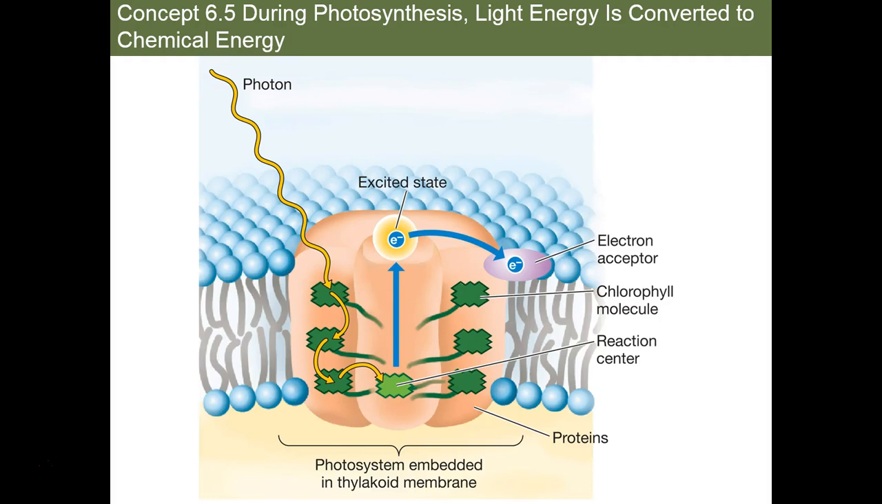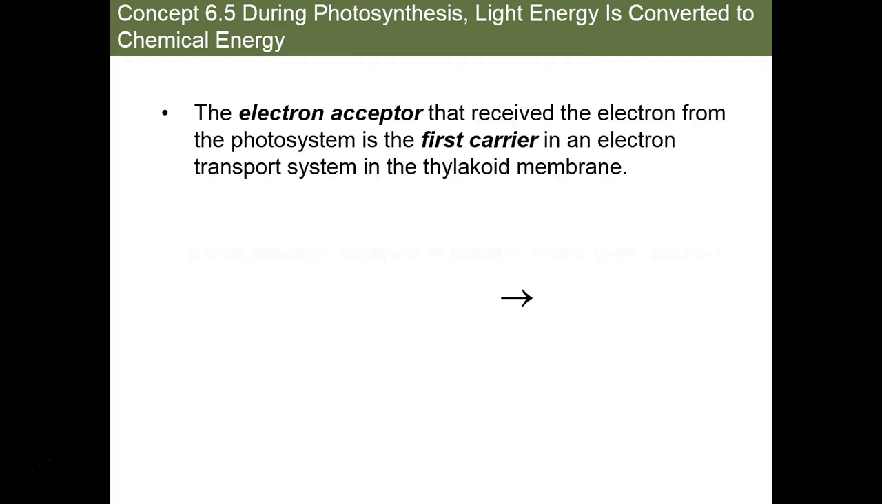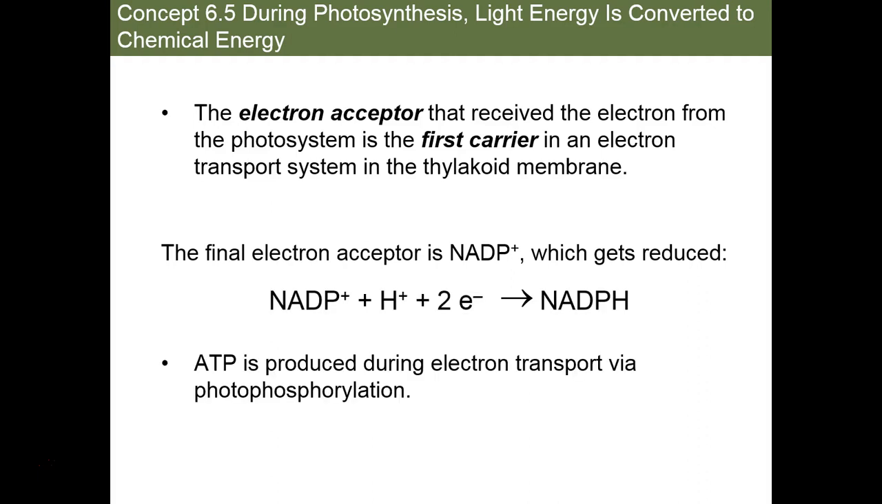Here in figure 6.5, we see that a photon from light energy is being captured by the chlorophyll molecule, causing an electron to become excited from the reaction center. And that electron is then transferred to an electron acceptor. The electron acceptor that received the electron from the photosystem is the first carrier.